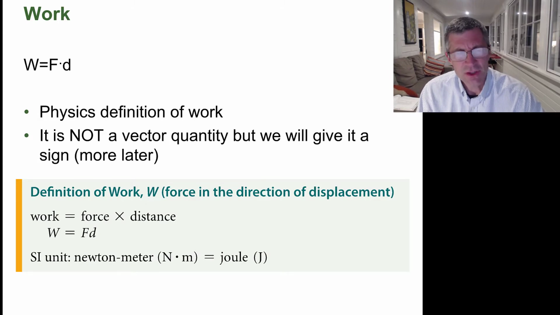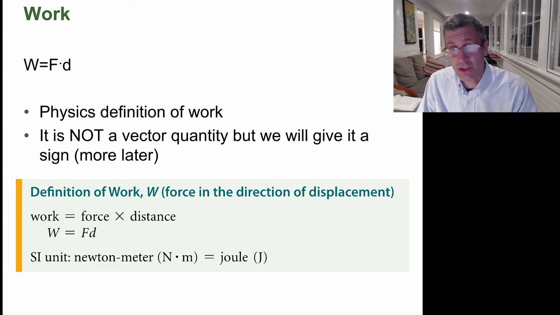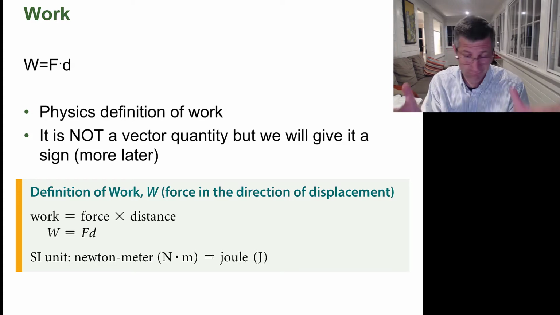So this is our definition. We're going to say work is equal to force times distance. This is a physics definition. Work is not a vector quantity. Notice that force and displacement are both vector quantities. We'll talk about that in just a minute. But work itself is not a vector quantity. It's just a number. So energy doesn't have direction, right? If you have a ball of energy, it's just there. It's not moving in any direction.